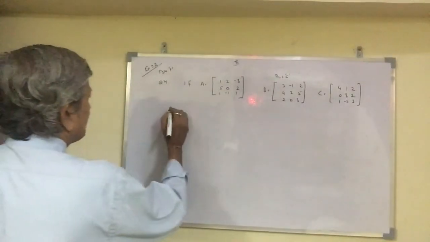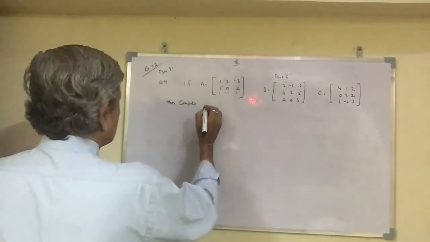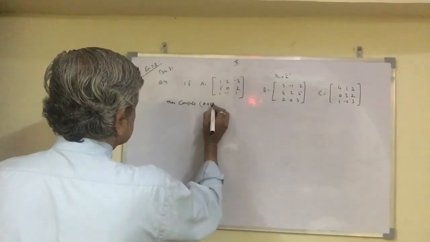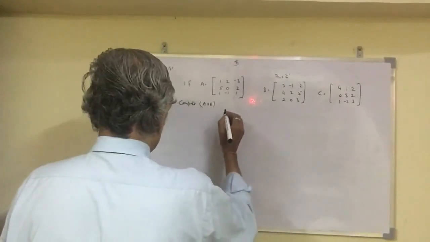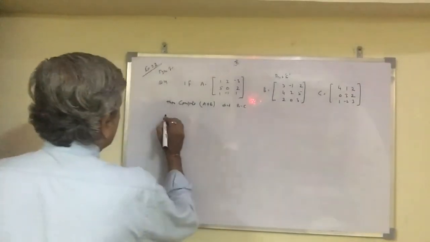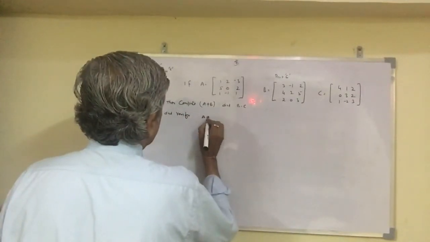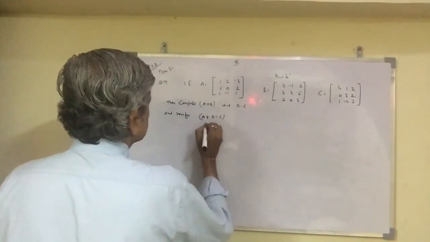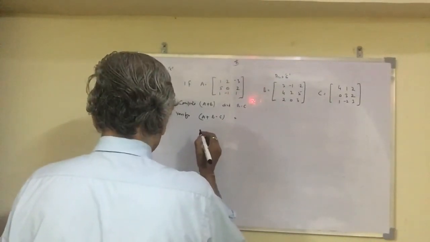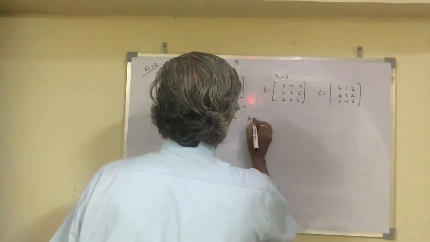Then he says, compute A plus B and B minus C, and verify that (A plus B) minus C is equal to A plus (B minus C).